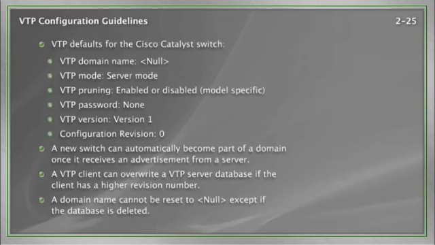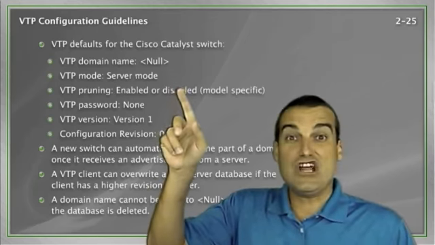Let's do it in the order that ICND2 does it. So we'll start with VTP, then we'll do our trunks, then we'll do our VLANs, then we'll do our VLAN membership. So we will stick to the ICND2 process here. Notice the defaults for your VTP. You're in a domain of nothingness. You're in a VTP domain of null.